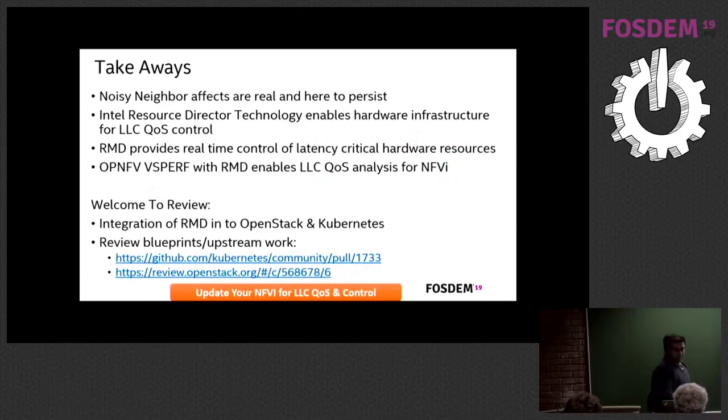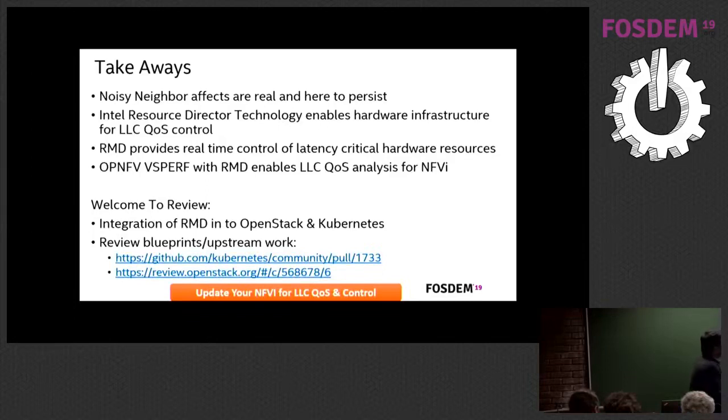So pretty much done. The takeaways at a high level: noisy neighbor effects need not come from your CPU or memory. There are shared resources on the platform that you have to care about, like last-level cache, and RDT helps you do LLC quality of service control. On the OPNFV VSPerf page, there are quite a few examples and test cases, and we have recently done a demo where you can see live, in real time, how changing a policy of last-level cache association can have a big impact on your performance.